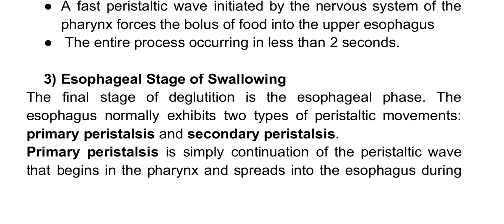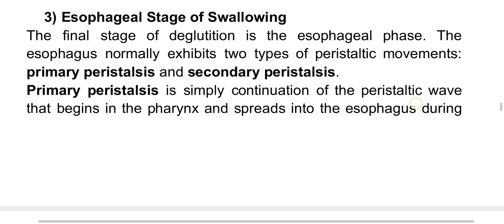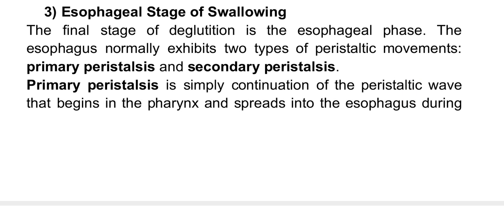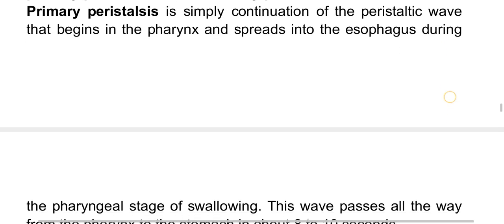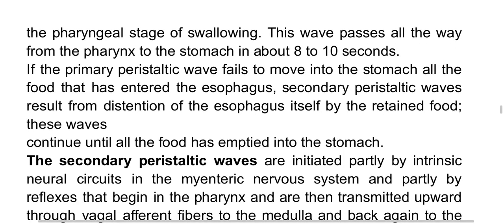Next, the esophageal stage of swallowing. The final stage of deglutition is the esophageal phase. The esophagus normally exhibits two types of peristaltic movements: primary peristalsis and secondary peristalsis. Primary peristalsis is simply a continuation of the peristaltic wave that begins in the pharynx and spreads into the esophagus during the pharyngeal stage of swallowing. This wave passes all the way from the pharynx to the stomach in about 8 to 10 seconds.